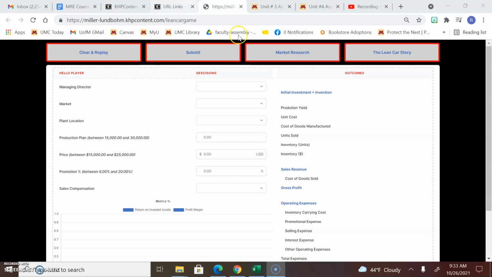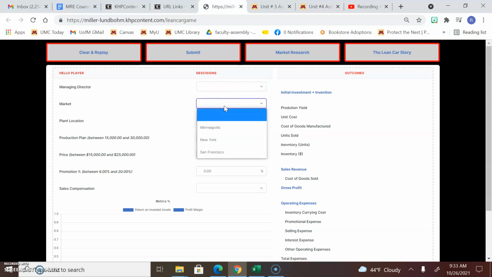Your first decision is who's going to be your managing director. Each of the managing directors in this case has a different management style, which might work better with certain markets and locations where you're producing the car. So we have Chester, Dakota, and Malika, and you'll need to read about each of them in the case.